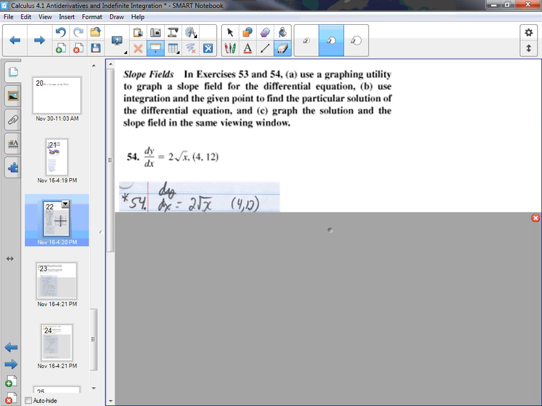I don't know how to make a slope field on my graphing utility. I don't think it does that. Maybe yours does. I don't know. Go home and find out.